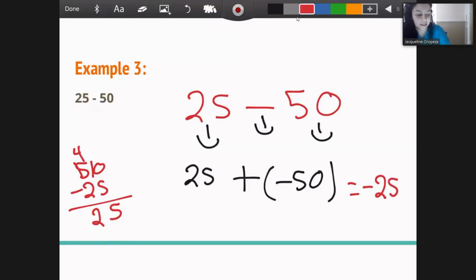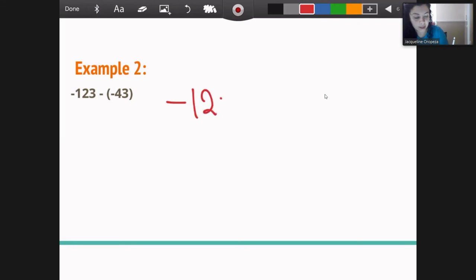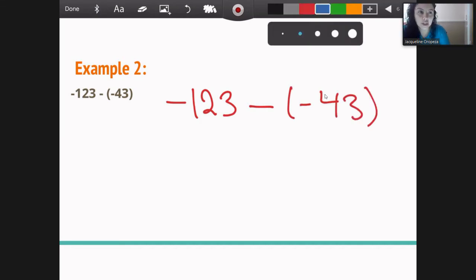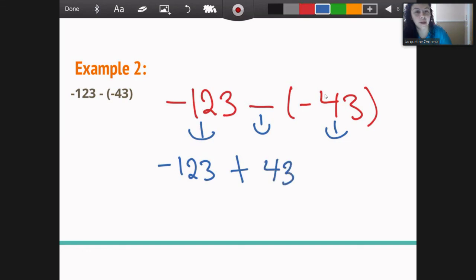Go over one more example. I have negative 123 minus negative 43. So again, I have subtraction. In order to change subtraction to addition, I must keep my first number the same, negative 123, change subtraction to addition, and change my second number to its opposite. Here I have a negative 43, so it becomes a positive 43.